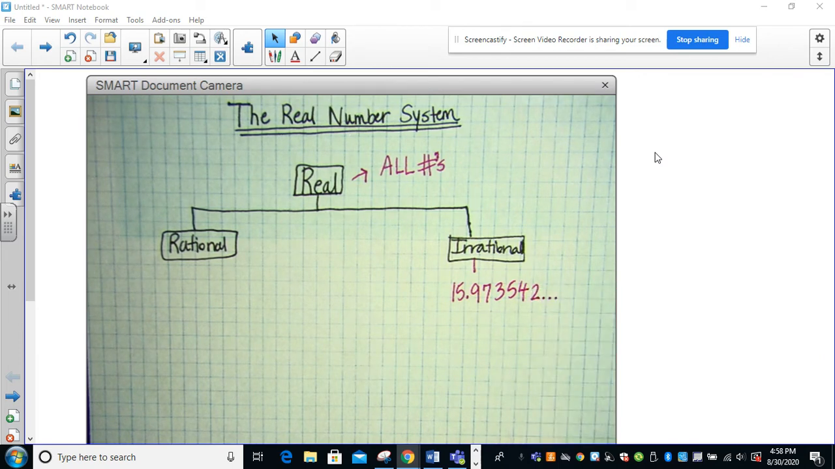15.97354... Now, what does that mean? It means that we're going to keep going forever. We have no idea what the next number is. It's going to be some crazy, not a pattern. We don't know what to expect. That's why we call it irrational.